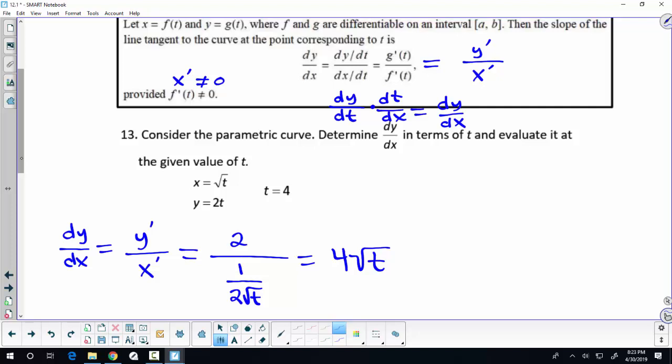And it seems kind of weird because we're saying the derivative of y with respect to x is 4 root t. We're not accustomed to seeing the derivative of y with respect to x as something like 2x plus 5, a function of x. This is a function of t because both x and y are functions of t.